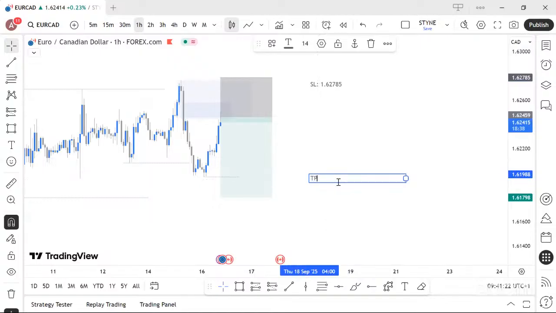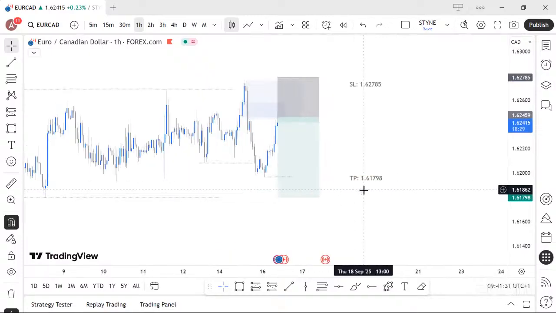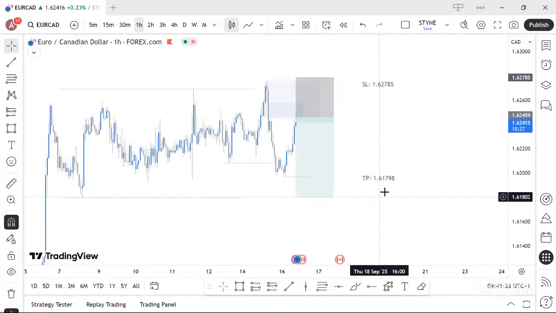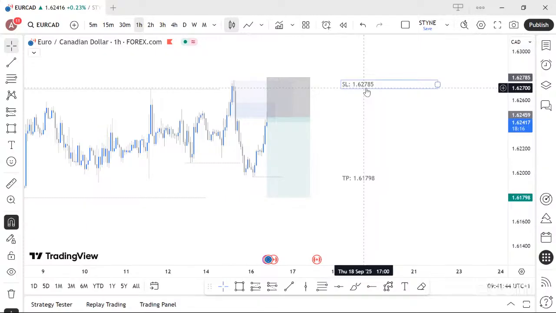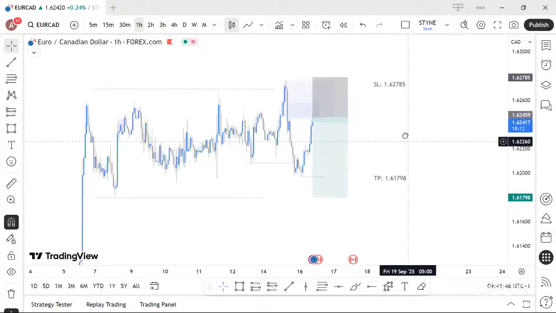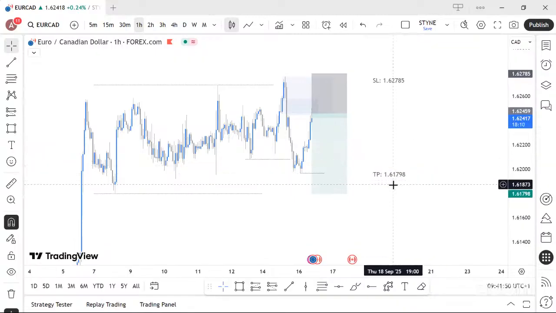So our TP is what? 1.61798. If you are taking this trade, it's a market execution. The stop loss on this trade is 1.62785, and the take profit is 1.61798.